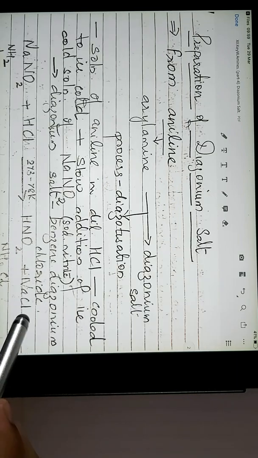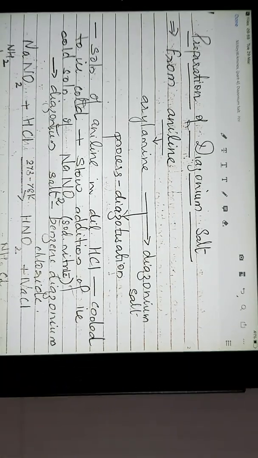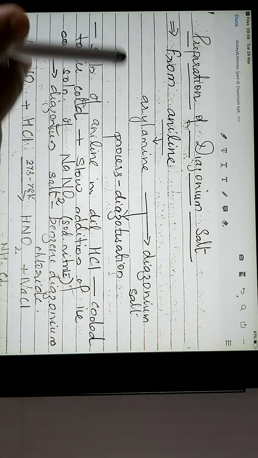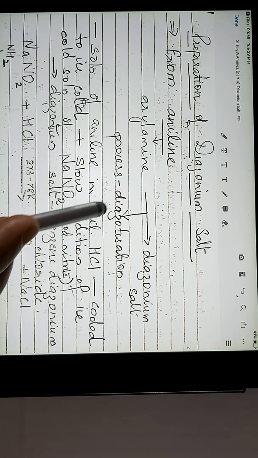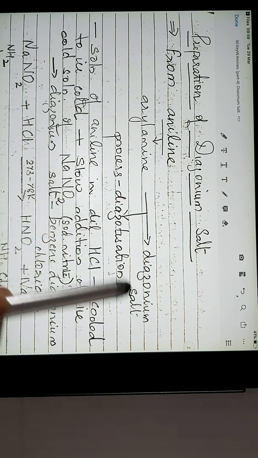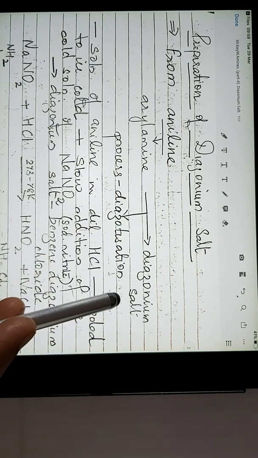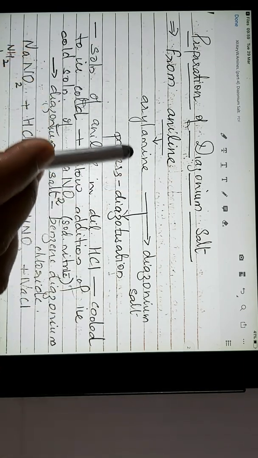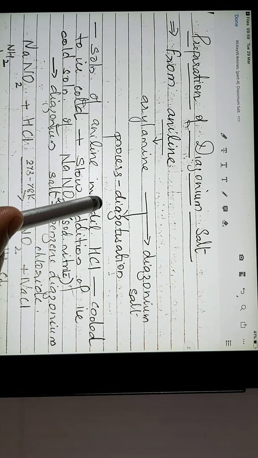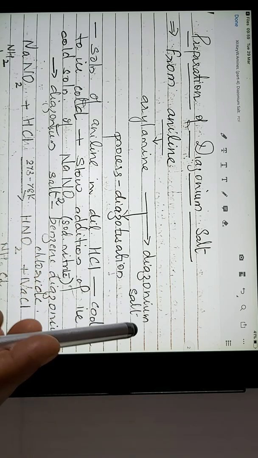Now we come to the preparation process, and here we need to go specifically with the preparation from aniline. Aniline, we know what is that: an aromatic benzene ring, and to one of the carbons NH2 is attached. So that is the aryl amine, or we call it aniline. Aniline, when it undergoes the process called diazotization, gives the product diazonium salt. So that is the process. In a very simple way, we can say aniline or aryl amine undergoes diazotization to give diazonium salt.